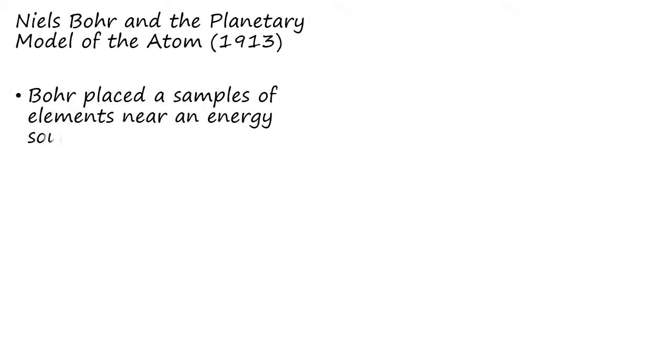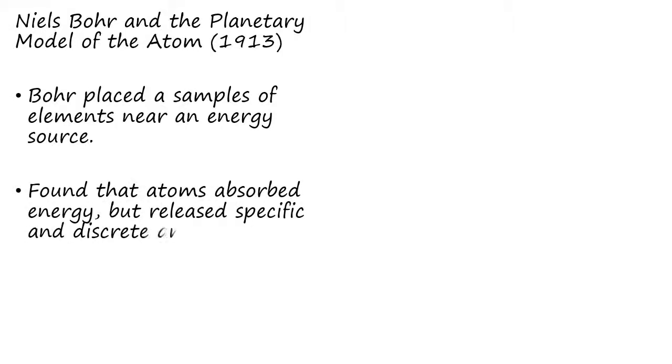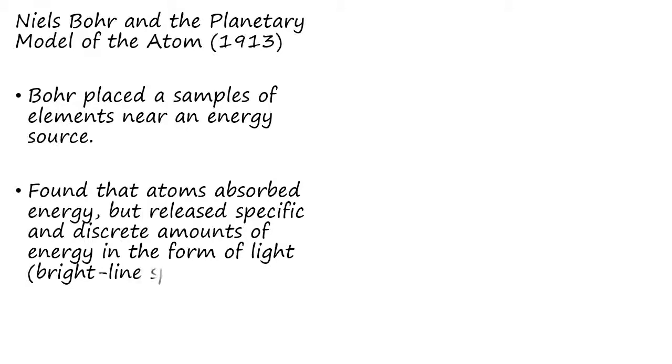In 1913, Niels Bohr developed his planetary model of the atom, and the way Bohr did this is he placed samples of elements near an energy source, and he found that atoms absorbed energy but released a specific or discrete amount of energy in the form of light, and he called this the bright line spectrum.